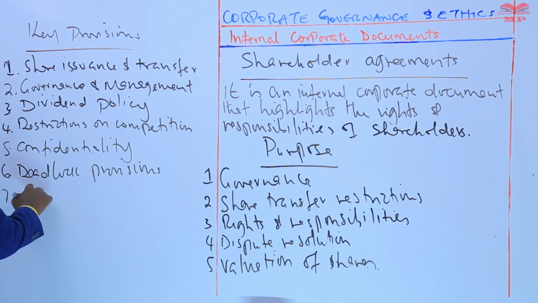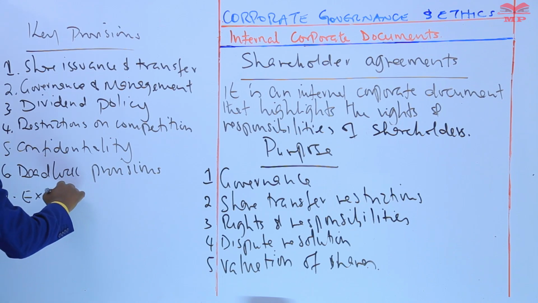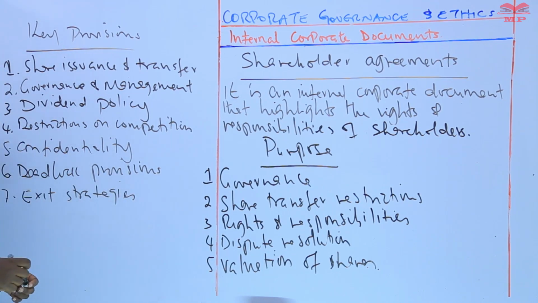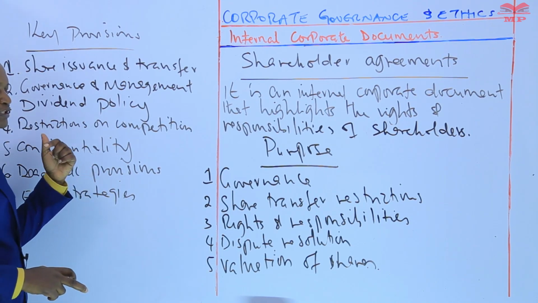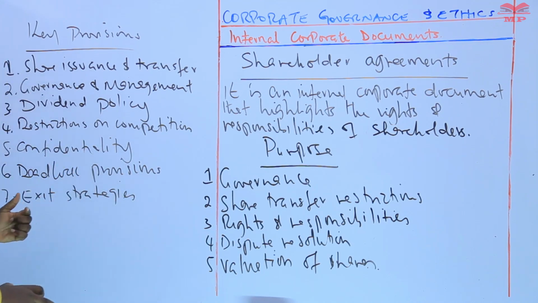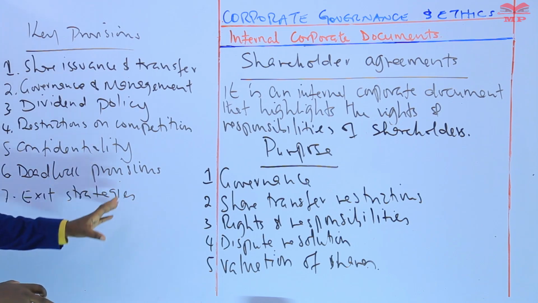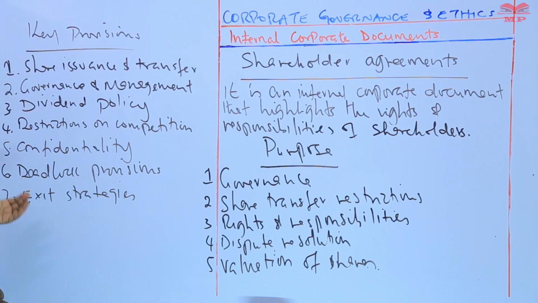Number 7, exit strategies could yet be another key provision of shareholder agreement. These are procedures for shareholders to exit the company, such as buyouts, such as forced sales, and so on. There ought to be procedures on exit strategies. So these are 7 key provisions of shareholder agreements.